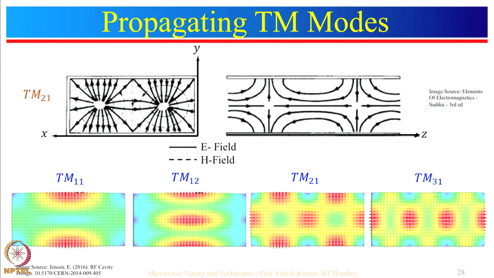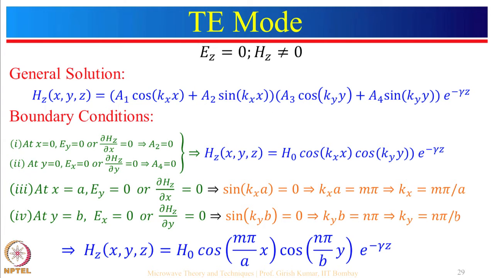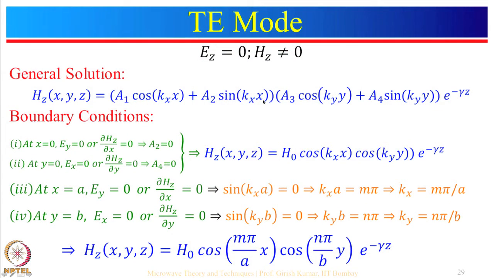Now let us move on to the next mode, which is TE mode, transverse electric mode, in which the electric field is transverse to the direction of propagation and there is 0 electric field in the direction of propagation. So Ez is equal to 0 and Hz is not equal to 0. And as we have discussed earlier, the general solution for Hz is this one. So we need to apply boundary conditions for this, and the boundary conditions are that the tangential component of the electric field should be 0 at the conducting boundaries.